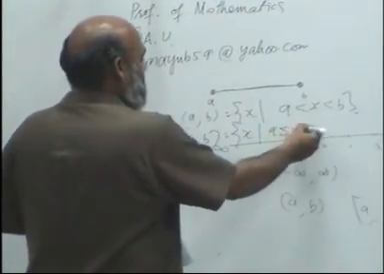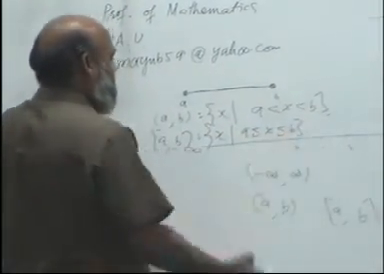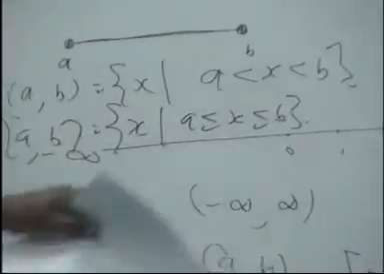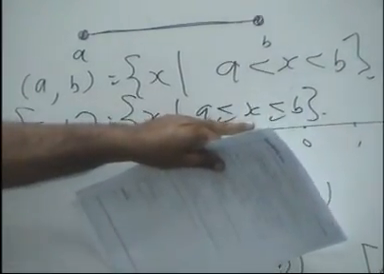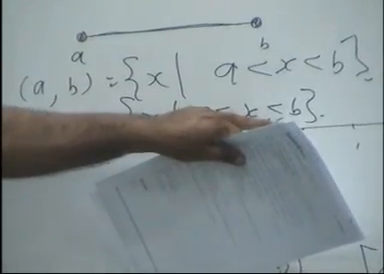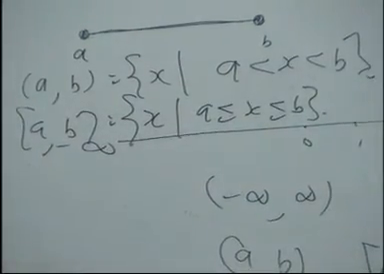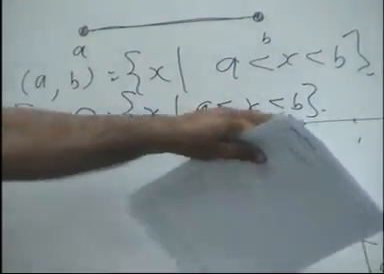And if we have the closed interval, we have this in set form. This is the closed interval. So we are considering all those points such that a is less than or equal to x, and x is less than or equal to b.